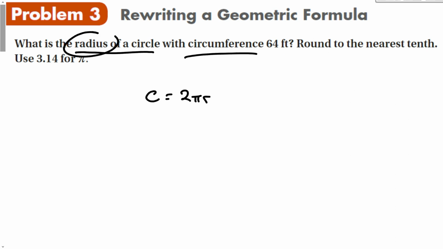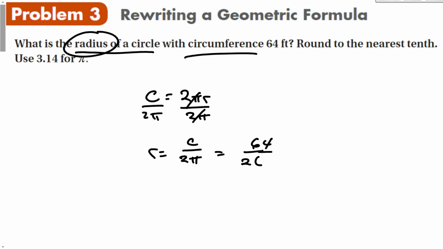Okay, what do I want to know? I want to know the radius, so I can very simply solve this for r. So the radius is equal to circumference divided by 2 pi. Which means this is going to be 64 over 2 times, use 3.14 for pi, and I should get my answer, which is going to be about 10.2 feet. Okay, round to the nearest tenth.